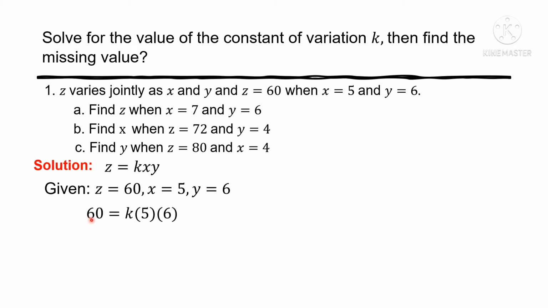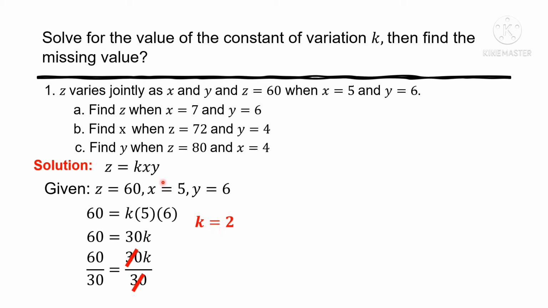So equals 60. So k times 5 times 6 is equal to 30k. So yan, 30k. Then we have here 60. So to look for k, divide lang natin ito sa magkabilang side ng 30. So yung 30, makakancel natin dyan. So k na lang ito at yung 60 divided by 30 ay 2. So our constant of variation or k is 2.